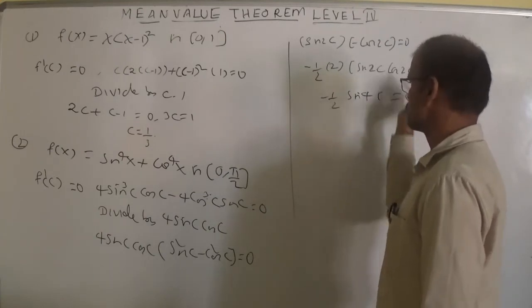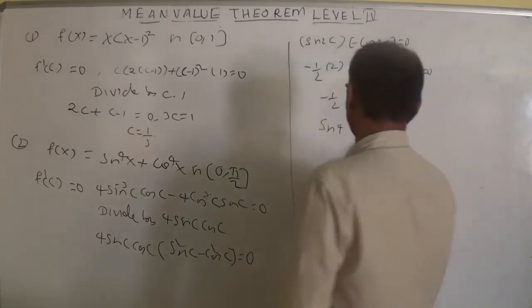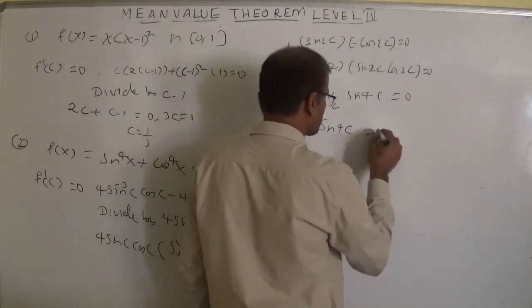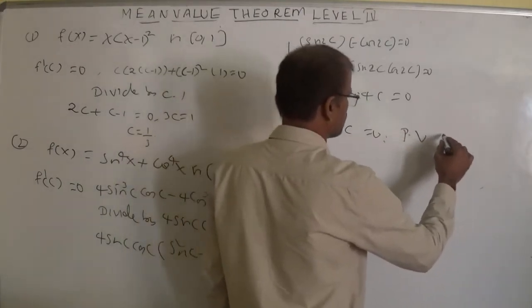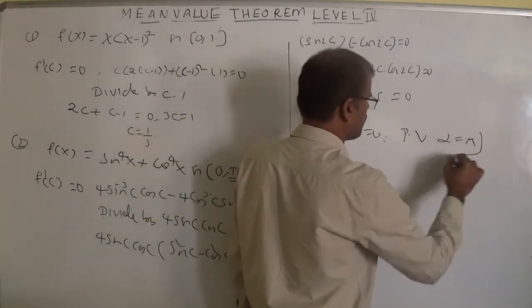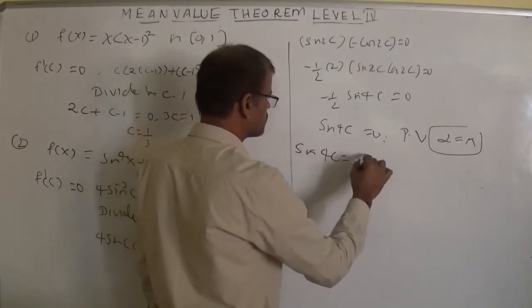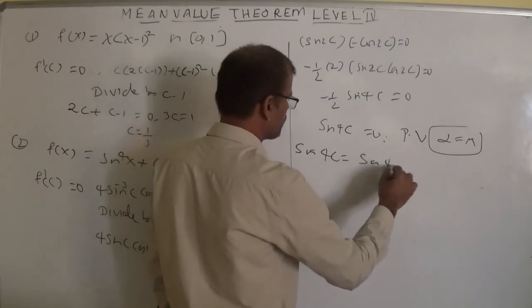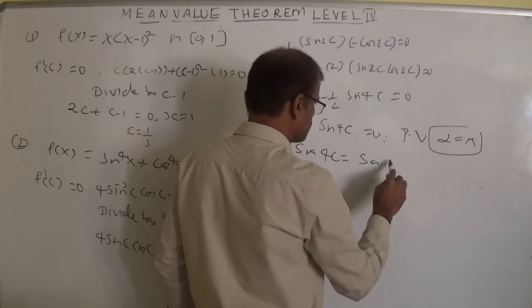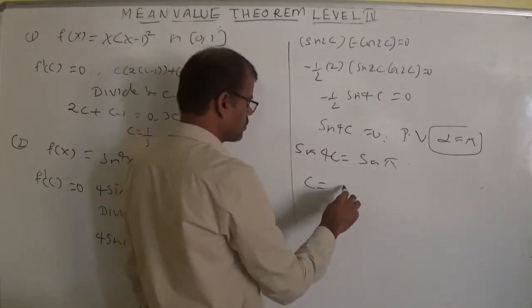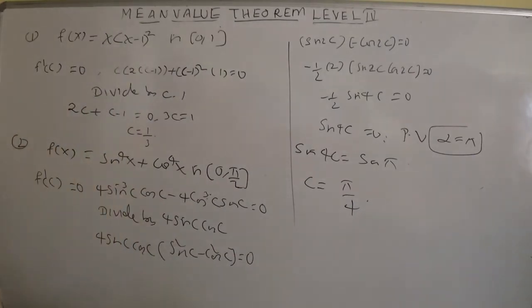Whenever sine 4c is equal to 0, according to trigonometric equations, the principal value alpha is equal to pi. So sine 4c is equal to sine 4 pi. So c is equal to pi by 4. The value lies between 0 and pi by 2.